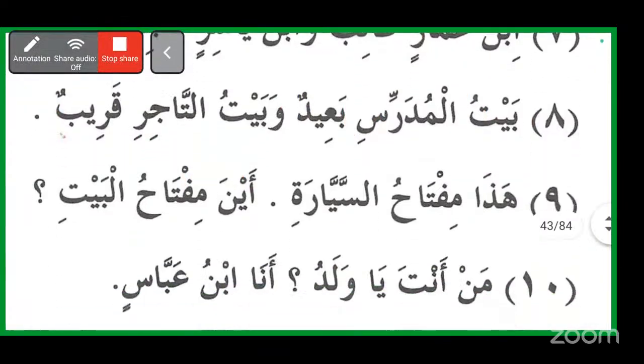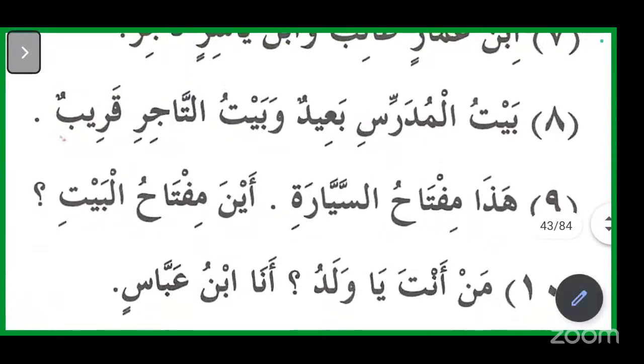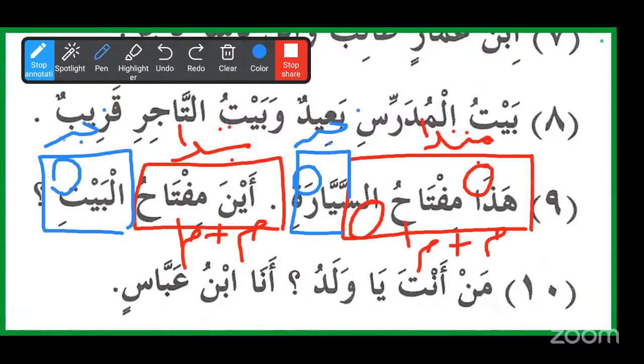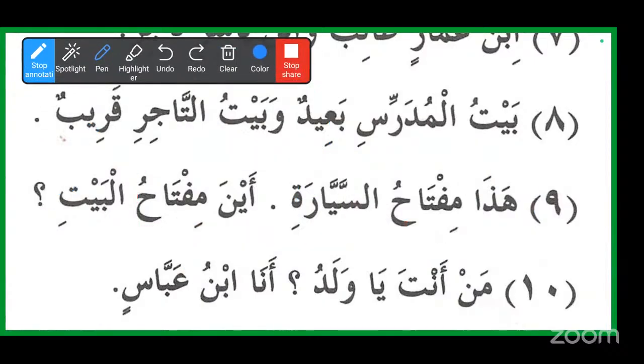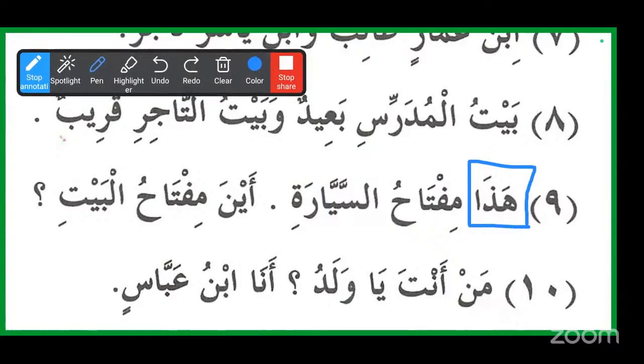Next sentence. Hada. The sentence is about this. This what? This key. Hada miftahu sayyarati. Now, in this case, the mubtada is a single word.